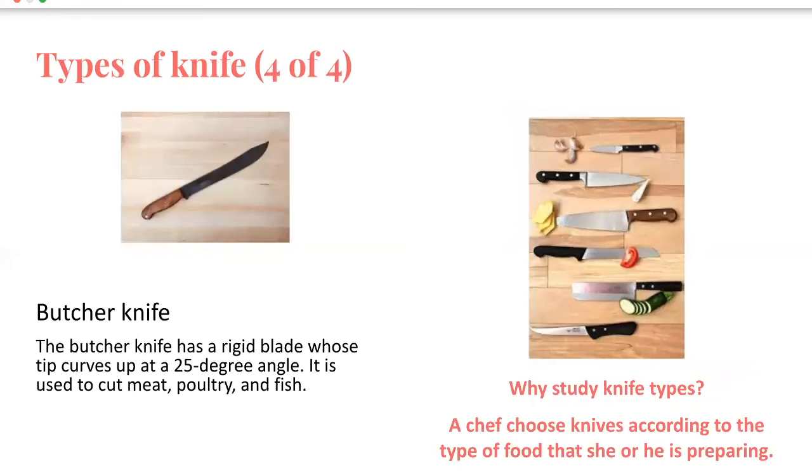The last knife is the butcher knife. The butcher knife has a rigid blade whose tip curves up at a 25-degree angle. It is used to cut meat, poultry, and fish. It cuts the meat and bone together.